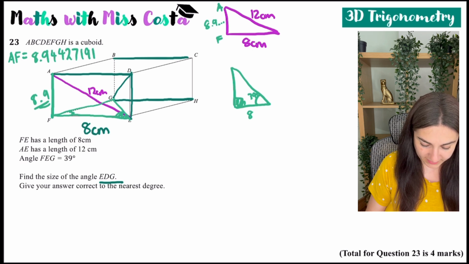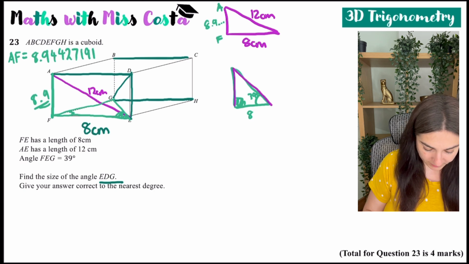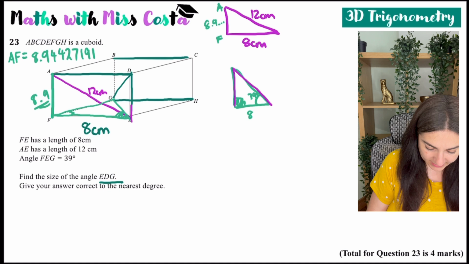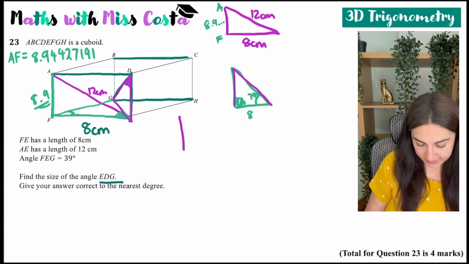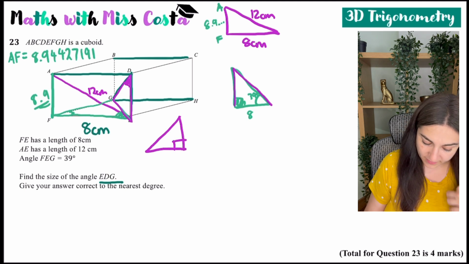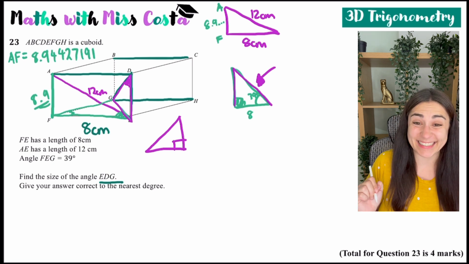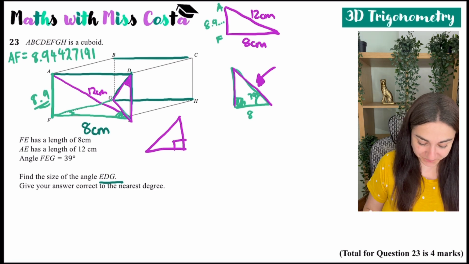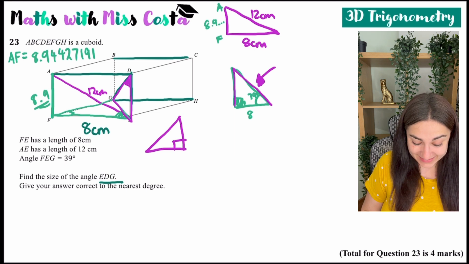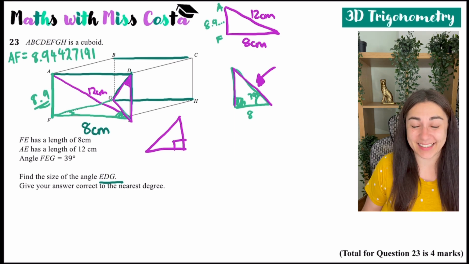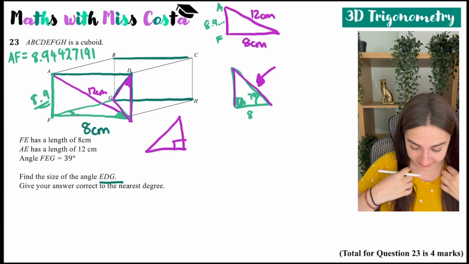We haven't been told this length here, but this length here is going to be useful because I need to find the size of angle EDG, which is going to be this angle here. So it's going to be a right angled triangle that is formed using the hypotenuse of this triangle here. So it's about seeing where they all interlink, but it is hard, especially if you're not a visual person. I get that it is tricky to try and visualize it.